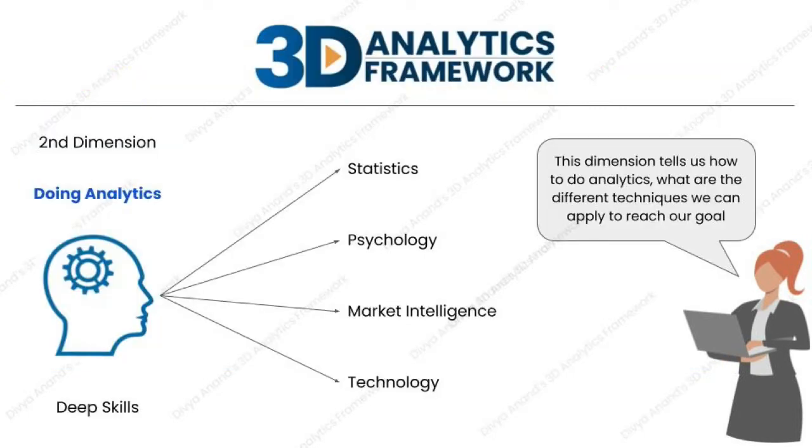Here comes the sciences behind doing analytics. I have called it deep skills. There are four important elements in this dimension: statistics, psychology, market intelligence, and technology. After an analyst understands the nature of the organization and their wants in the first dimension, he or she will now start thinking what methods and techniques can be applied and what should be the dosage or quantum of its application. The next couple of slides will guide us on this.